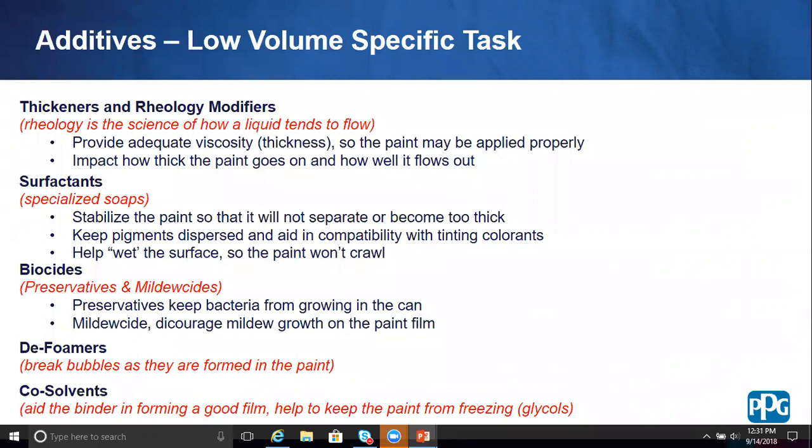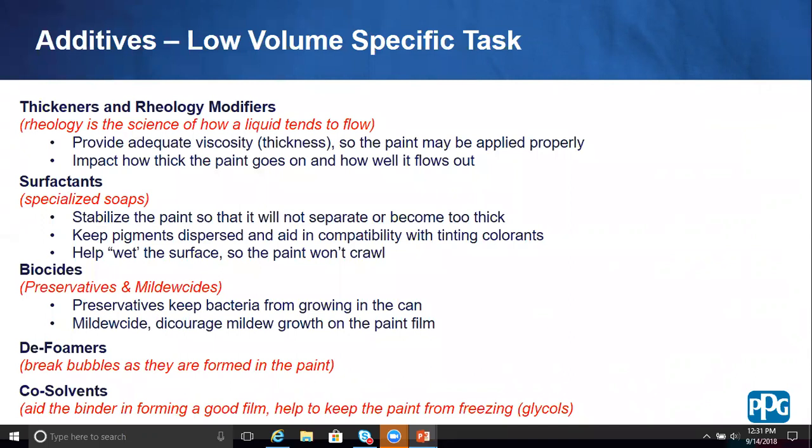Biocides come in 2 different types in the can. There's preservatives and there's mildicides. Preservatives keep bacteria from growing in the can. So if you think about a water-based product that's very low VOC or 0 VOC, you don't have the same type of solvents like mineral spirits and ethylene glycol that would normally kill mildew spores in the can. If you've ever smelled a can of paint that went bad, it's because there just were too many mildew spores for these biocide preservatives to keep killing them.